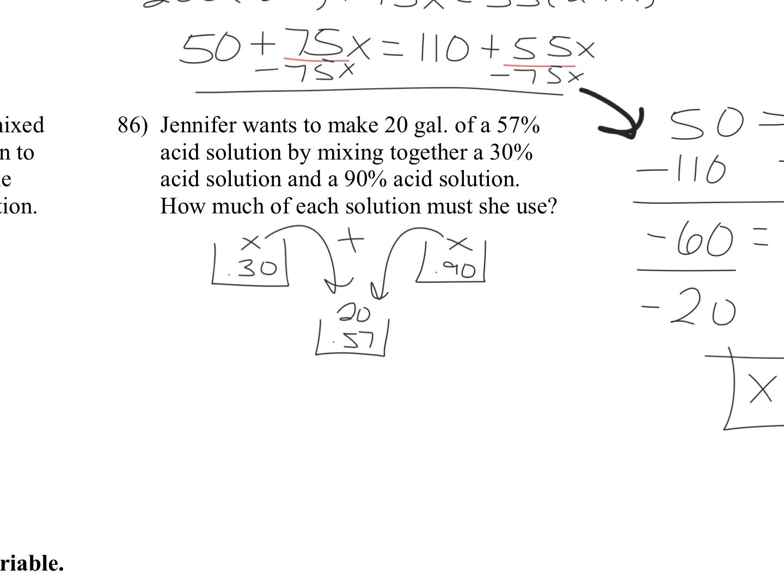Let's just talk about setting this up. We're not going to go through and solve. We're just going to set it up. How would I set it up? 0.30 times x plus 0.90 times x equals 20 times 0.57. Awesome. Does everyone understand why we set it up that way?